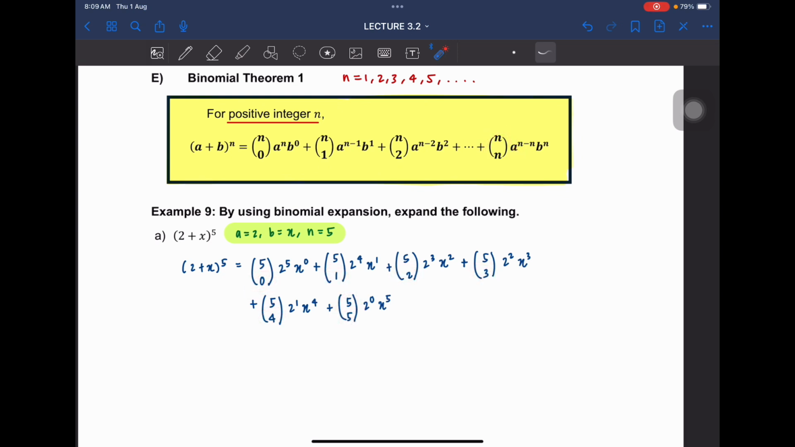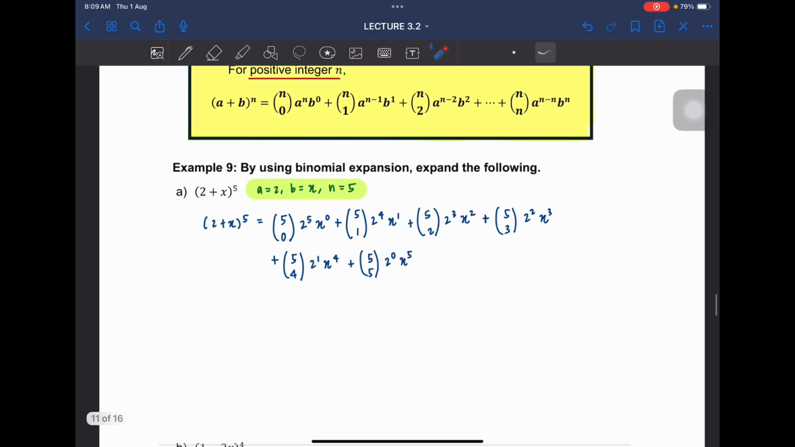And then the power of a, so this is our a, the power gonna decrease 1 by 1. So 5, 4, 3, 2, 1, 0. Okay, nice one. And then for the b, the power gonna increase 1 by 1 until we get n. So x power 0, 1, 2, 3, 4, 5. Complete. Okay, so belum siap lagi.